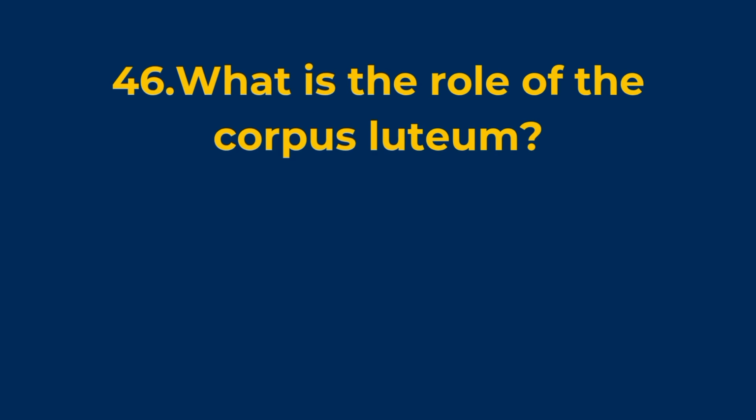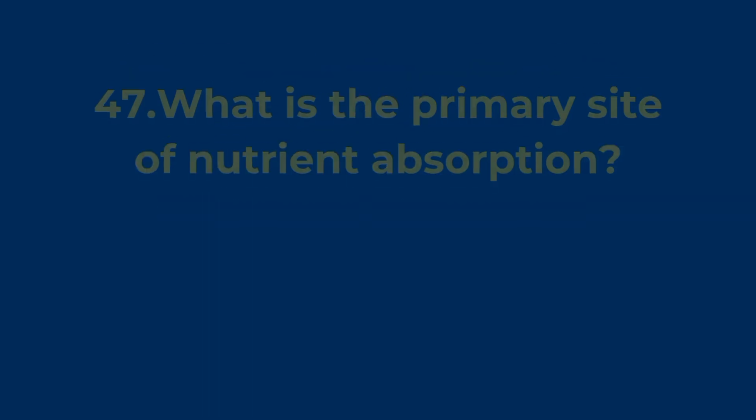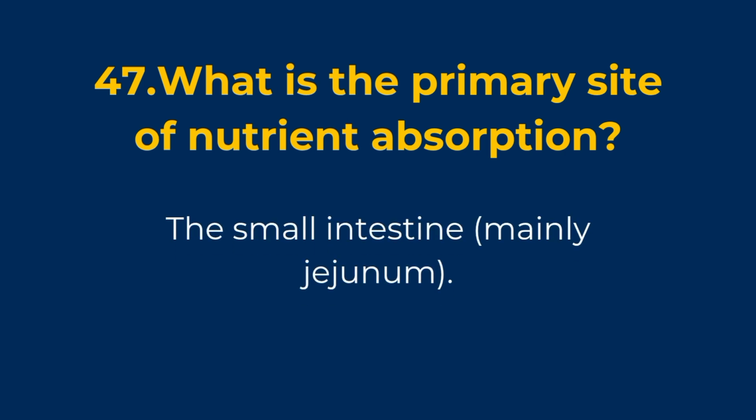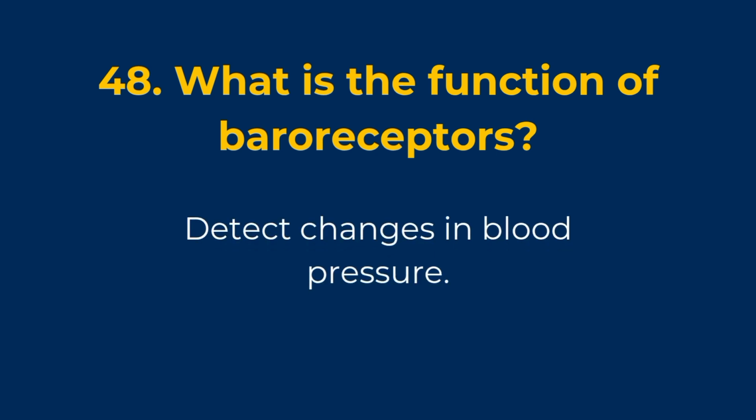46. What is the role of the corpus luteum? Secretes progesterone after ovulation. 47. What is the primary site of nutrient absorption? The small intestine, mainly jejunum. 48. What is the function of baroreceptors? Detect changes in blood pressure.